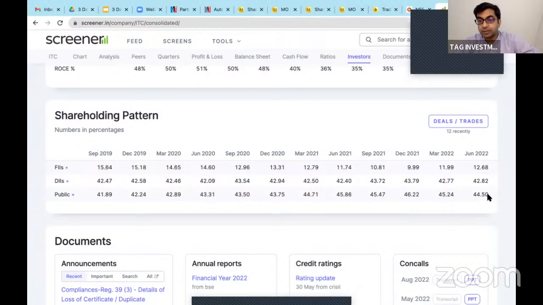Then you need to see the shareholder pattern. How much is the public shareholding? What are the domestic institutional investors like mutual funds and public provident funds doing? How much are they investing into this stock? And what are the foreign investors doing about it? Are they increasing the stake? Are they reducing the stake? So these are all early hints which you can get while choosing a stock. So that was on the stocks.